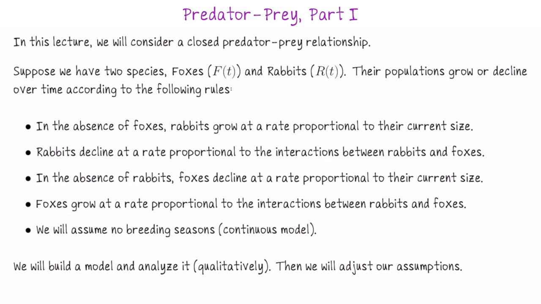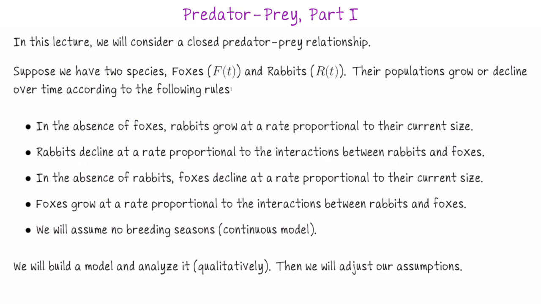Now, when I set up this model, I thought of foxes and rabbits, just a traditional predator-prey relationship, but perhaps I should have chosen two different species because we're going to assume no breeding seasons, which I think foxes might actually have. So while we could set this up discretely using difference equations or something like that, we're going to do a continuous model. So we imagine that the fox and rabbit populations are changing continuously throughout the year. We don't have one time a year when the foxes give birth or something like that.